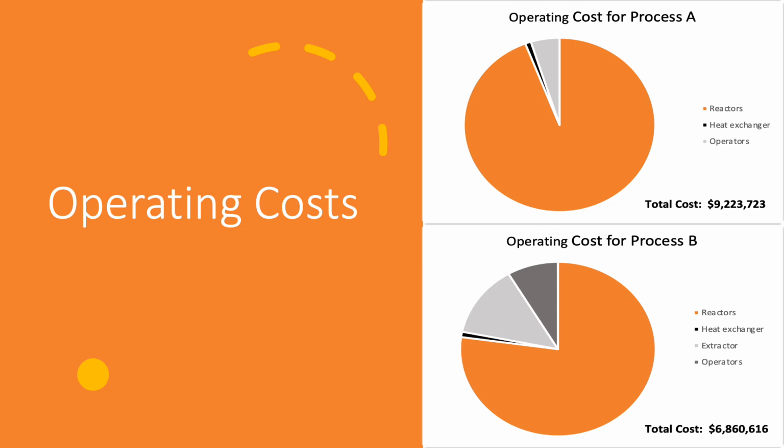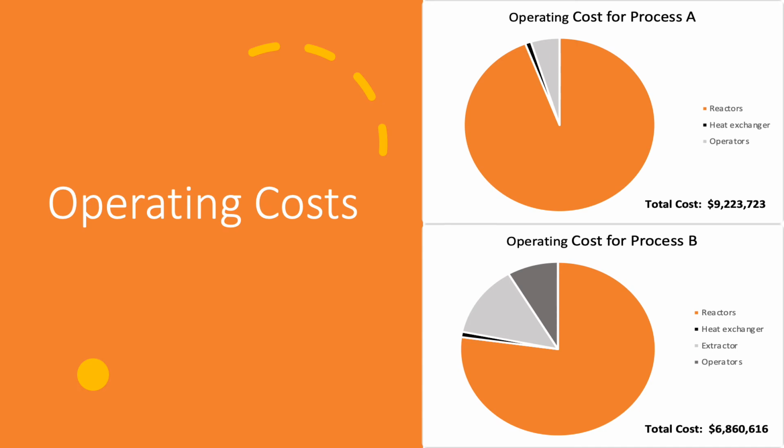Equipment cost alone was not enough to determine if one process was better or cheaper than the other, so operating cost was also looked at. Operating cost included steam and ammonia to heat or cool the reactors, electricity to run the agitators, power to run the heat exchangers, and yearly cost of operators to run the equipment.